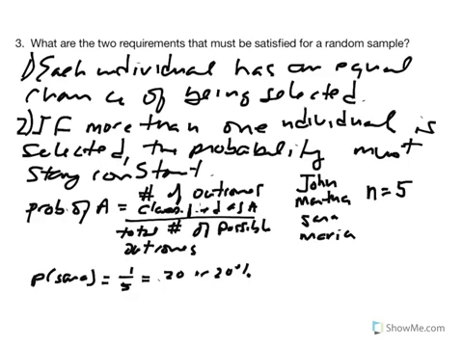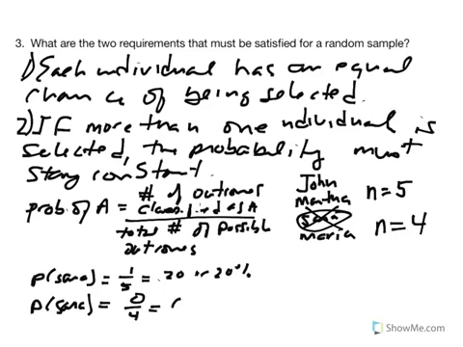Now, if Sarah happens to be the one that was selected, and I take her out, now we are looking at a sample size of n equal to 4. The probability of Sarah being selected, and we see a problem here, is 0 out of 4. There's a 0% chance that Sarah will be selected.